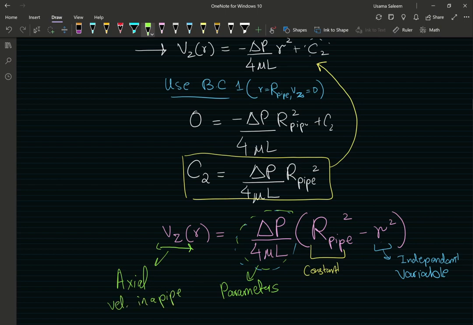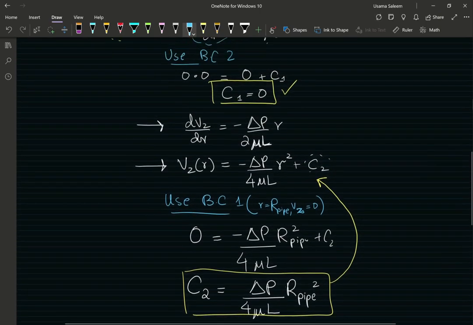in a horizontal pipe, is actually going to depend on how much pressure drop you have per length, the viscosity of the fluid, and the radius of the pipe. And also, to be precise, if you want the local velocity at a certain distance from the center line, you can get that. Okay, hopefully this is not too much information.